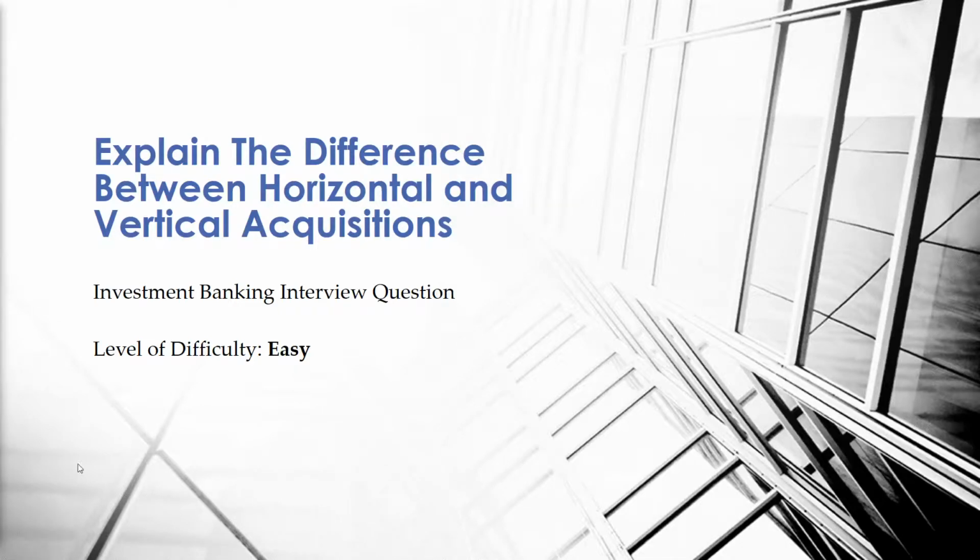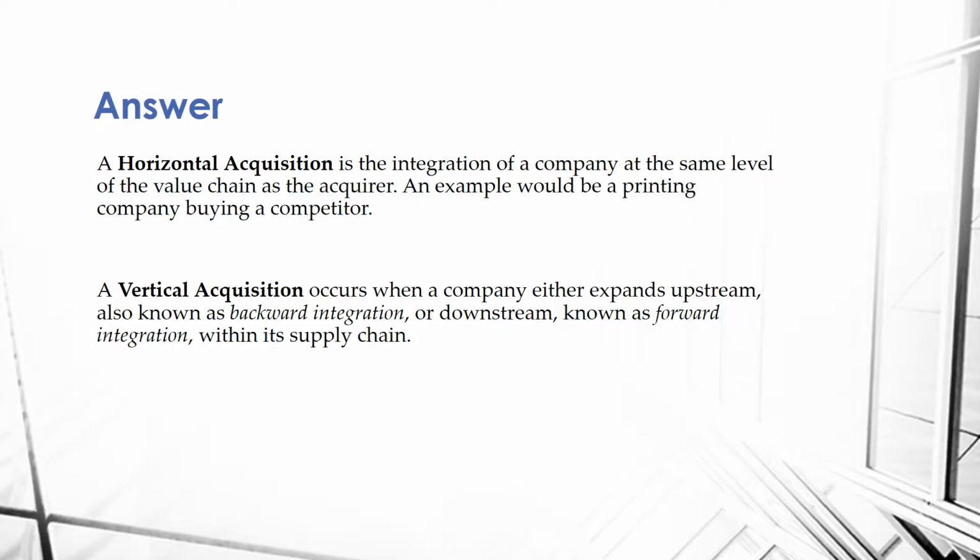Explain the difference between horizontal and vertical acquisitions. A horizontal acquisition is the integration of a company at the same level of the value chain as the acquirer. An example would be a printing company buying a competitor.